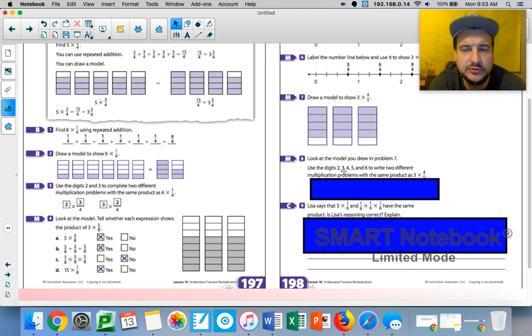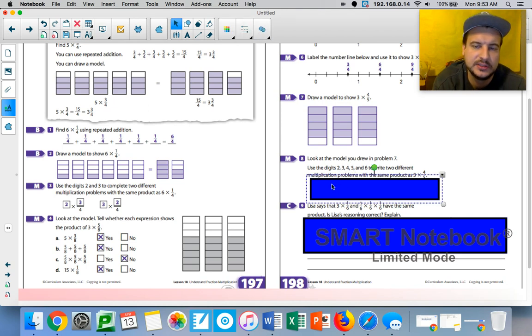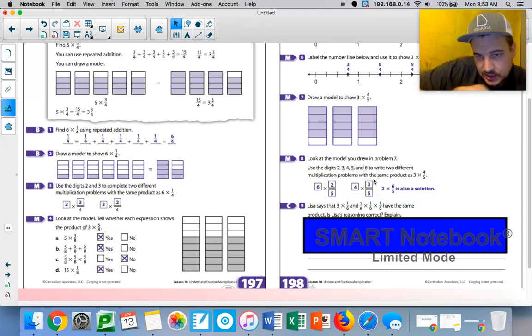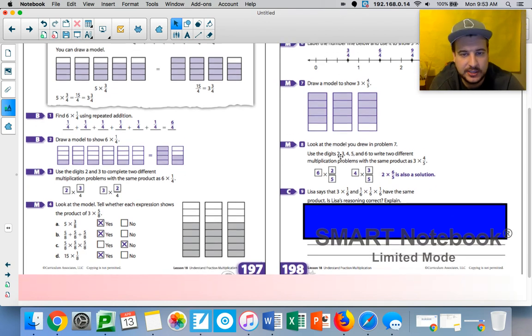Look at the model you drew in problem 7. Use the digits 2, 3, 4, 5, and 6. Write 2 different multiplication problems. So you can only use these digits, 2, 3, 4, 5, and 6, and write 2 different multiplication problems. So here are all the possible solutions. 6 times 2/5, 3 times 4/5, and 2 times 6/5. So those are your possible answers. If you did a 1, it was not one of the choices. It probably would work, but you've got to read the directions.